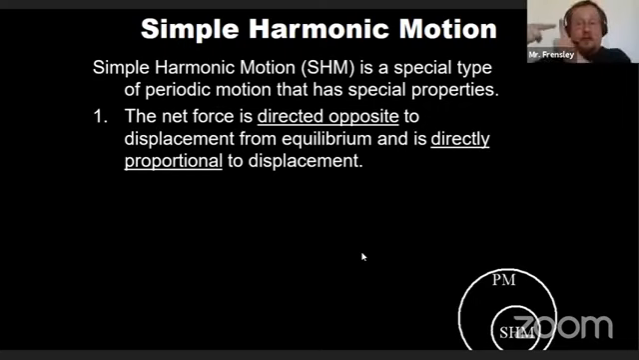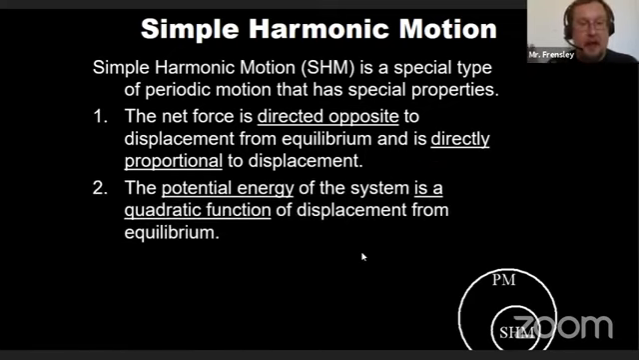Now, if the force is opposite displacement from equilibrium, it's going to push the object back. That's a repeating motion, right? But here's the key. The force has to be directly proportional to displacement. That means that if the displacement's doubled, the force is doubled, okay? Not any other function, like a linear function kind of thing, right?